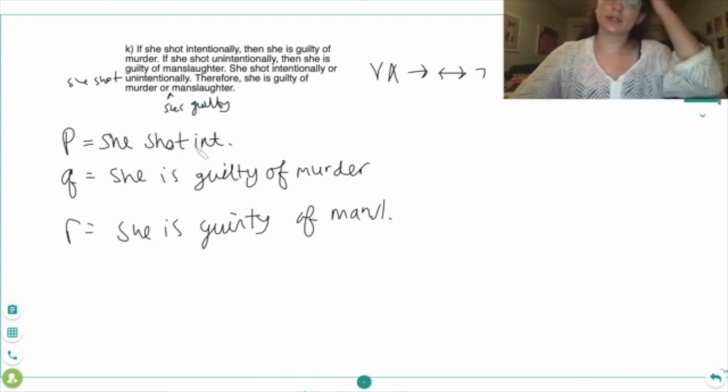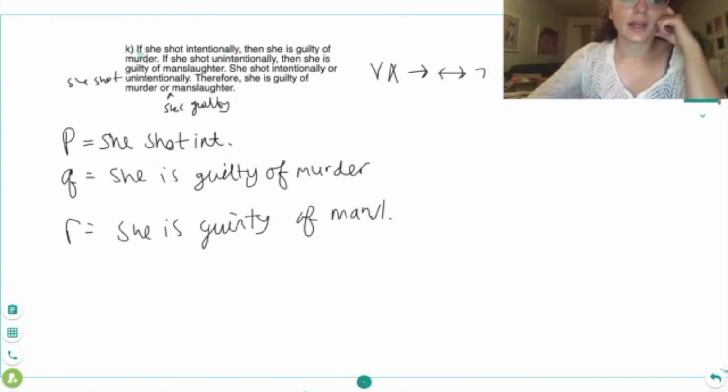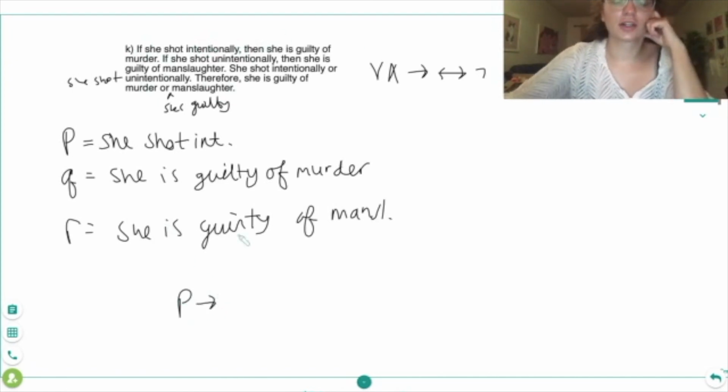Okay, so let me try my best to write this as a sentence. So if she shot intentionally, so "she shot intentionally" is P, and then the "if" indicates that I would have a little arrow after that. Then "she is guilty of murder." So if P, then Q. So that's kind of going to be my first premise.